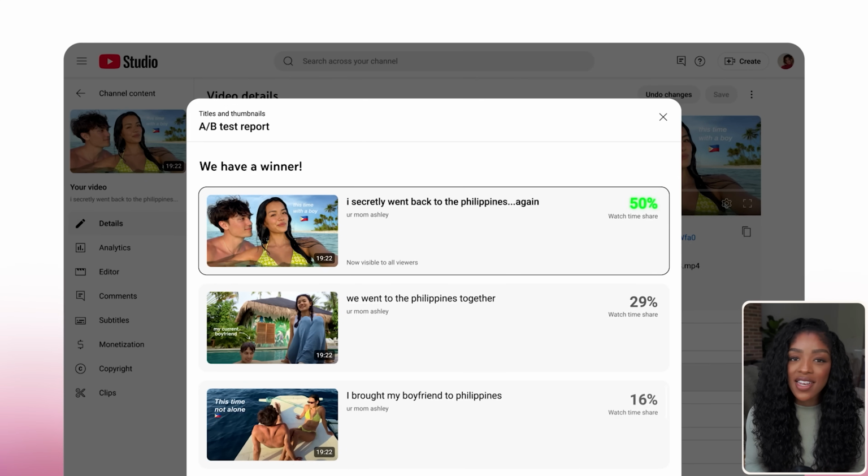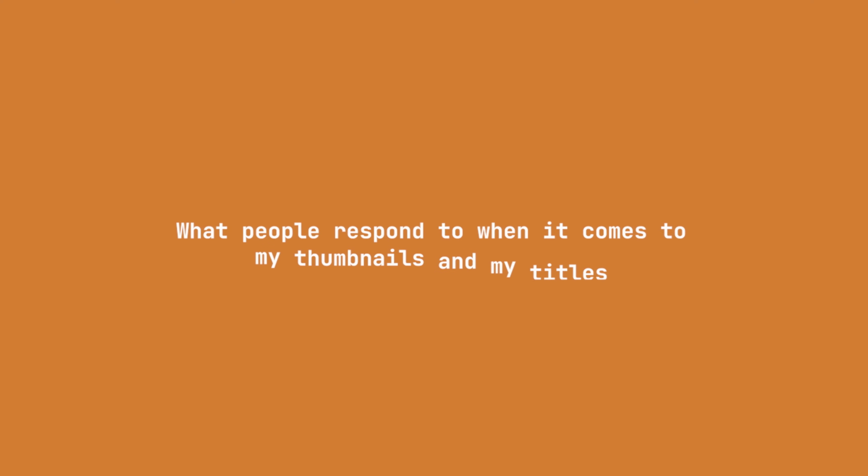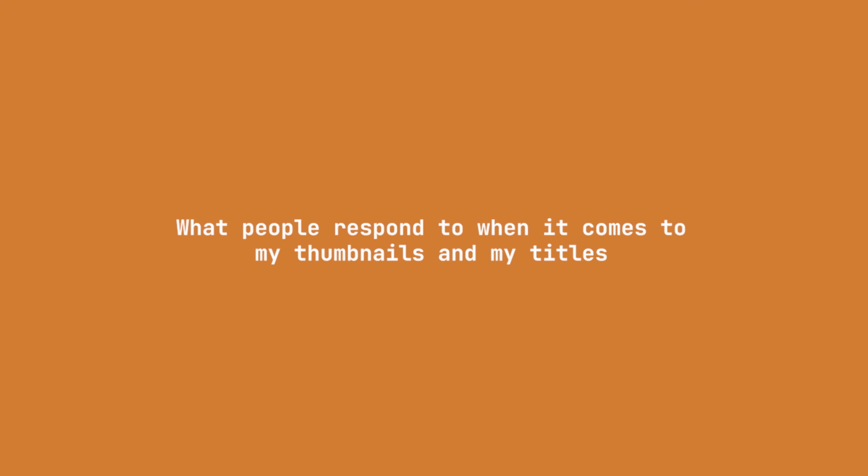So for those of you who are not up to date on my videos and therefore don't know about this update, essentially what this does is allow you to test up to 3 variations of your titles and up to 3 variations of your thumbnails in each of your videos. I have actually been using this feature for quite a while now. It's been really enlightening and it's helping me get to a deeper understanding of what people really respond to when it comes to my thumbnails and my titles.